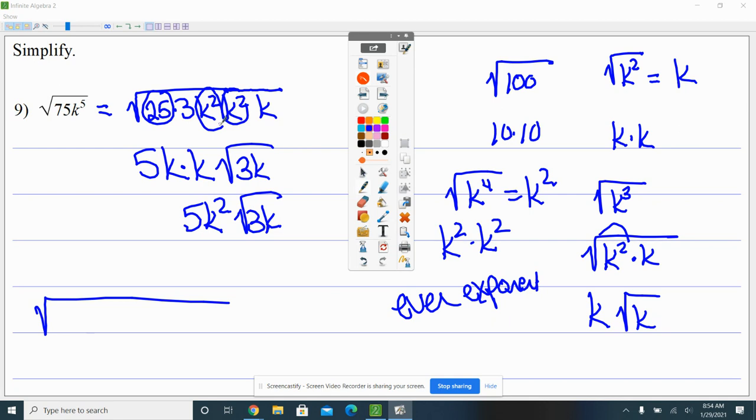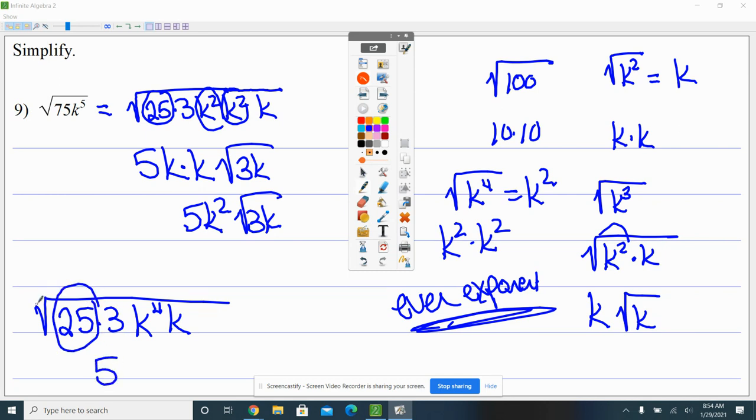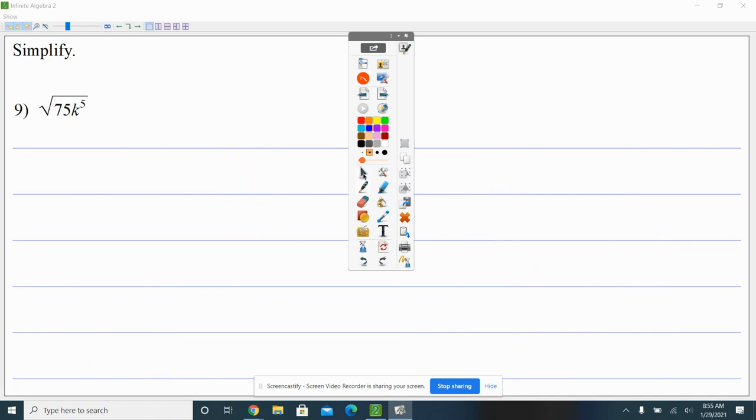But you don't have to do just k squareds as long as you know it can be even. So you can change the 75 to 25 times 3 and the k to the fifth to k to the fourth times k. The square root of 25 is 5. The 3 will stay there, but what is the square root of k to the fourth? Well, we just talked about that. That's k squared. So this can come out with the k squared right away, and that will leave underneath it the 3k. Either way, oops, sorry, that's a square here. Either way, you'll get the right answer. You can look at it in pieces, or you can just make it an even.